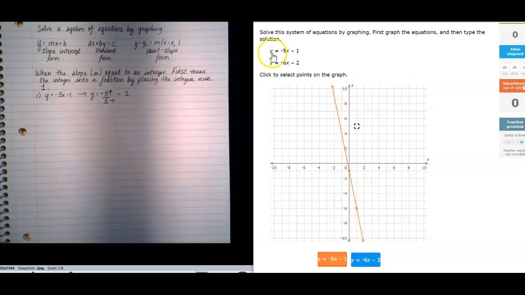Then we click the blue line and we say, okay, we're going to start at negative 2, and we're going to go down 6, 1, 2, 3, 4, 5, 6, and to the right 1. Okay, so we're looking now for where these two lines cross. If you look right here, that seems to be where they cross. So our ordered pair would be negative 1, 4.